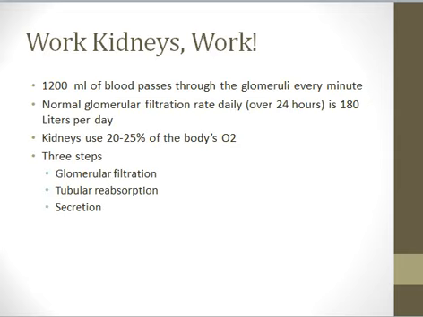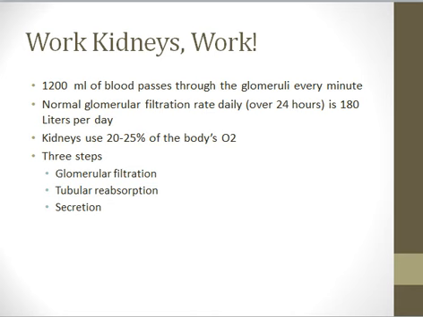Kidneys work. 1,200 milliliters of blood passes through the glomeruli every minute. It's amazing. Normal filtration rate is 180 liters per day over 24 hours, on average. Kidneys use, and this is pretty astounding as well, 20 to 25% of the body's oxygen. They're really what we call metabolic. They're going to use a lot of oxygen, a lot of glucose to create that energy.